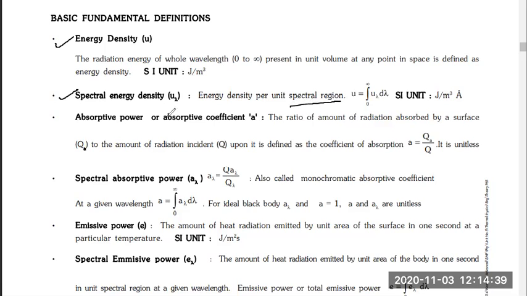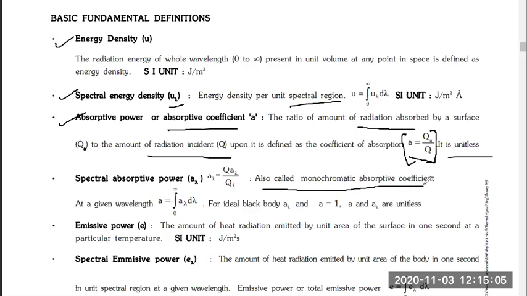or unit spectral region. Absorptive power, or absorptive coefficient, is basically the ratio of the amount of radiation which is absorbed by the surface to the incident one, which is basically Q absorbed by Q total. Since it's a ratio, it is unitless. Now, spectral absorptive power is spectral absorbed power by total spectral power, or it is basically monochromatic, for one wavelength, Q_a lambda by Q lambda. So it is the same as absorptive power. The only thing is it is for a given spectrum.